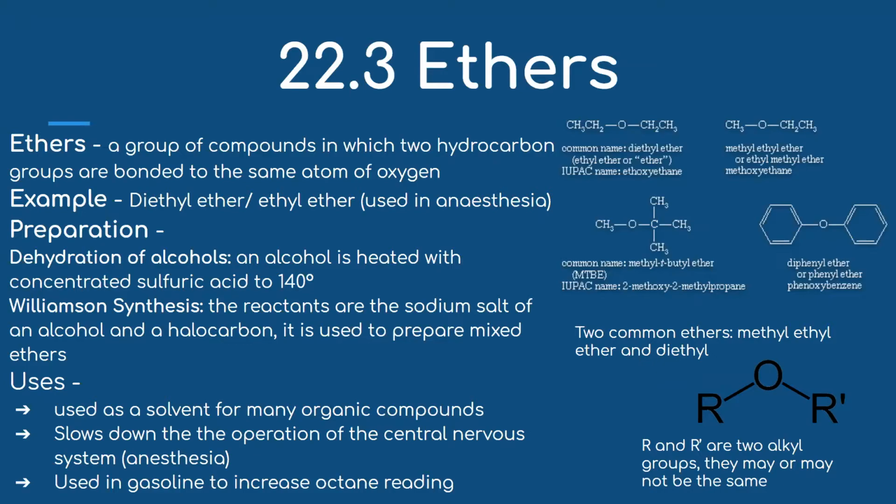As you can see in the second diagram, the R and R1 groups are two alkyl groups, which are the hydrocarbons, and they may or may not be the same. When they are not the same, it is called a mixed ether.